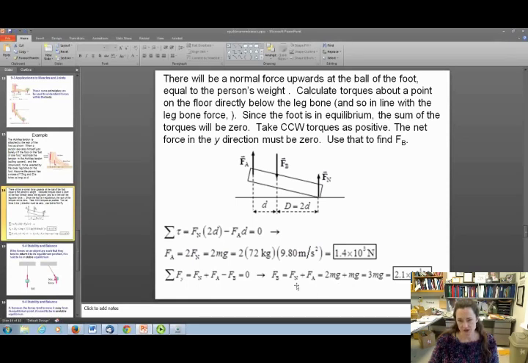I'm sorry, the normal force is just mg, and the force in the Achilles tendon is 2 mg. So 2 mg plus mg is 3 mg. I'm plugging in 72 kilograms for m and 9.8 meters per second squared for g. You get 2.1 times 10 to the 3 newtons.